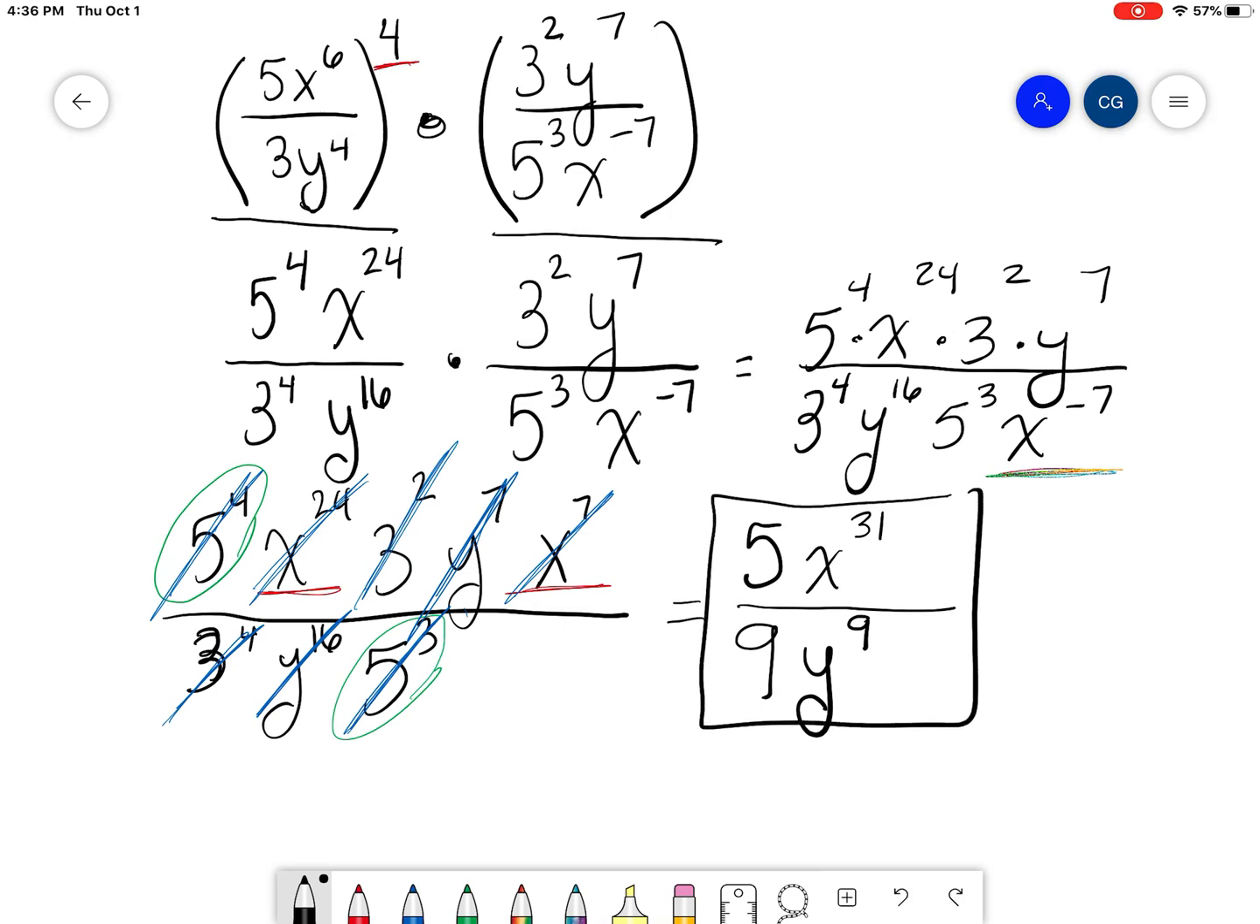So this is my final answer, and I know it's my final answer because I have all my x's combined together. I don't have any extra x's anywhere else. I have all my y's together, and I have my fraction reduced to 5/9.